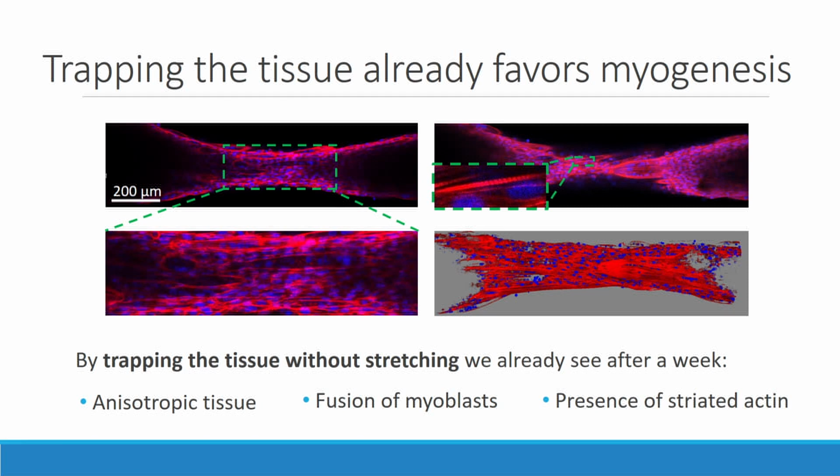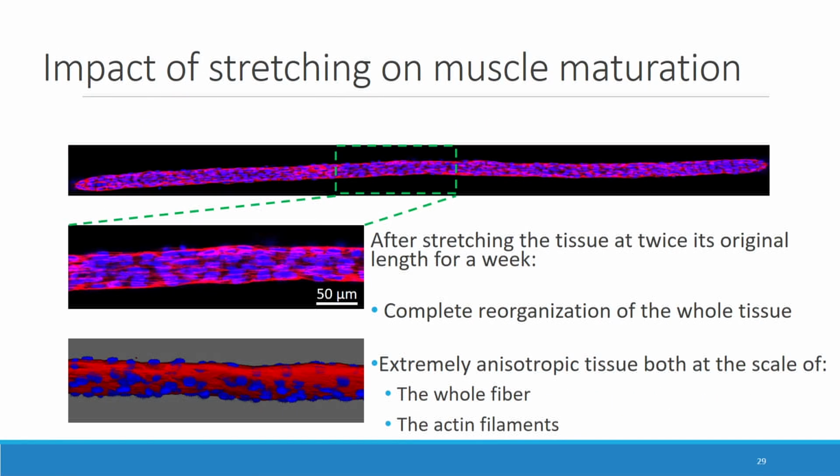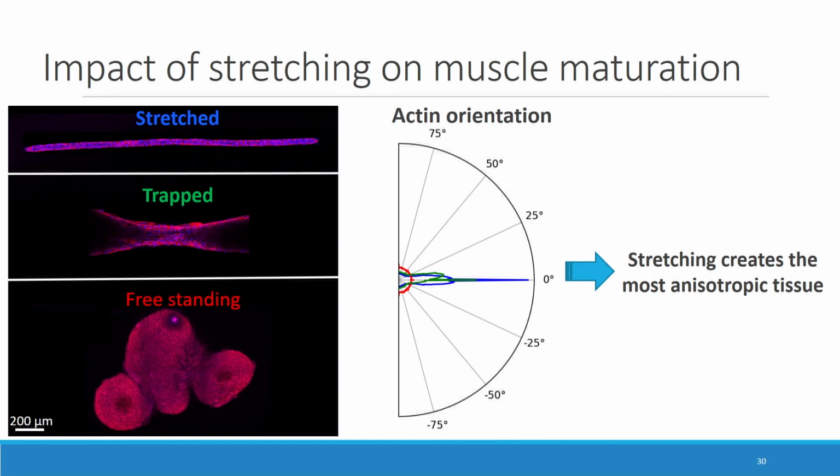And now, let's see what happens when we stretch the tissue at twice its original length. We can see that when we stretch that much, the tissue completely reorganizes itself and turns into a very elongated cellular fiber that is only 50 microns wide, but spans several millimeters from needle to needle. And the tissue is not only very anisotropic at its whole scale, but also when we look at the actin and the nuclei. Especially, we looked at the actin orientation distribution for these three conditions, and we can clearly see that when we stretch the tissue, we create the most anisotropic structure.